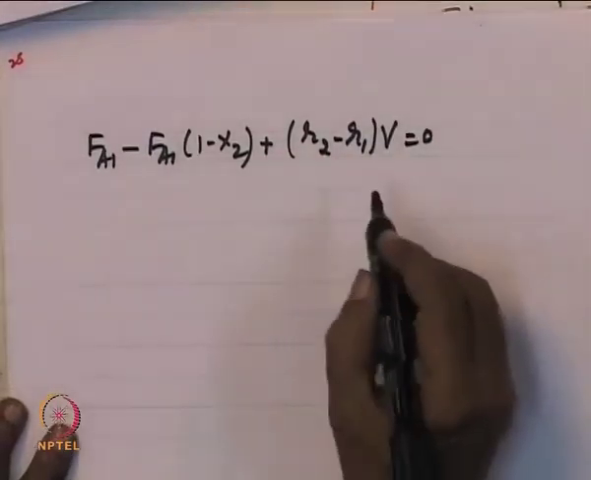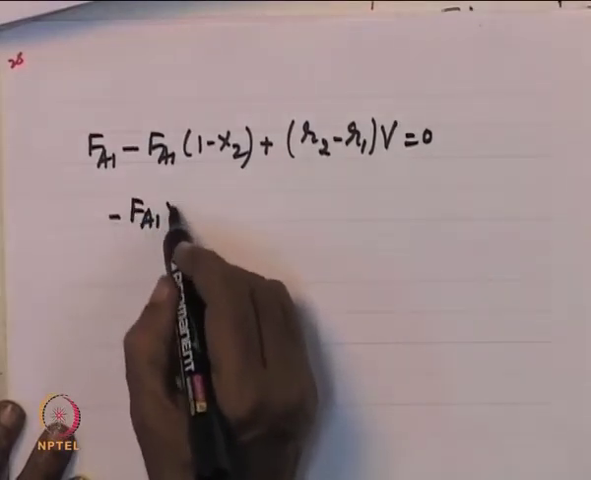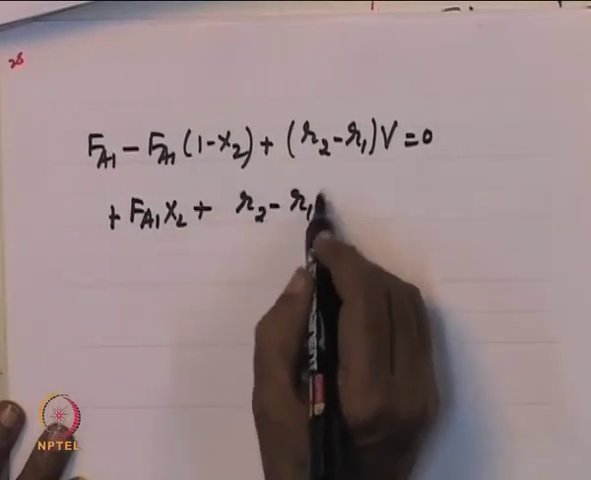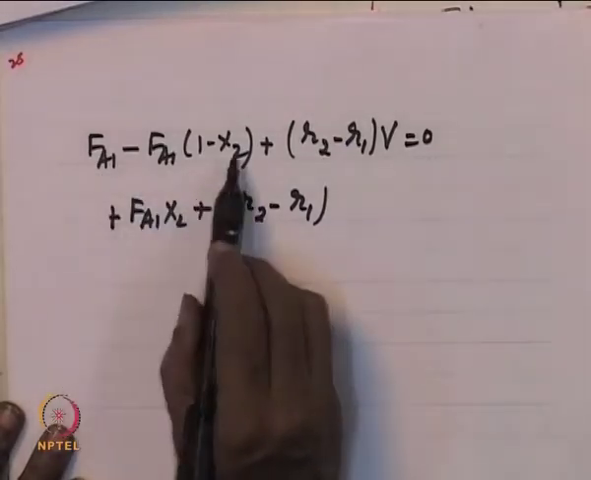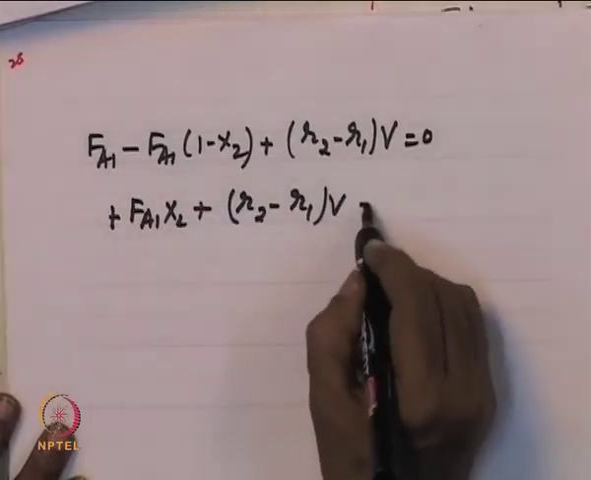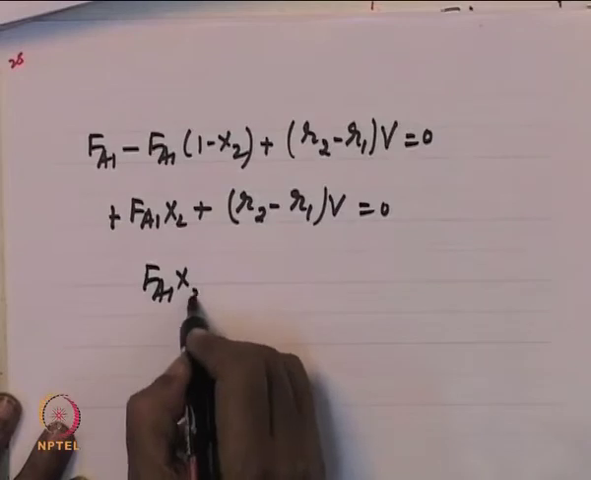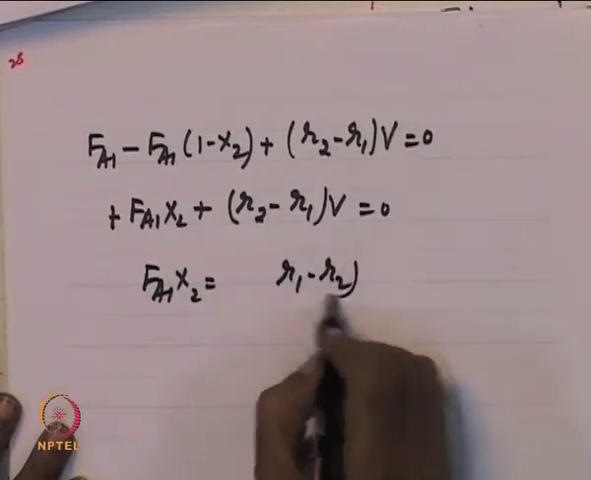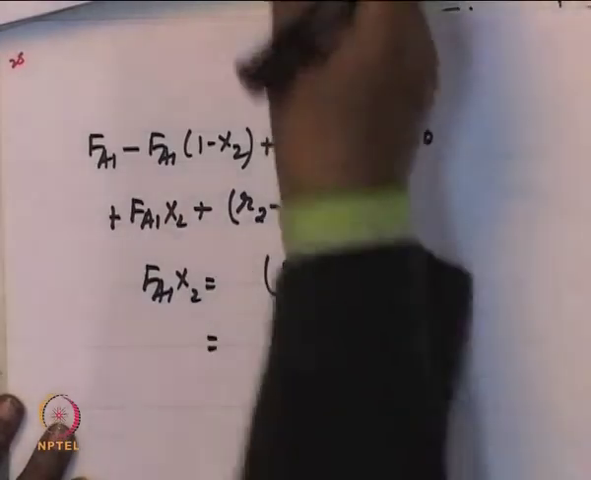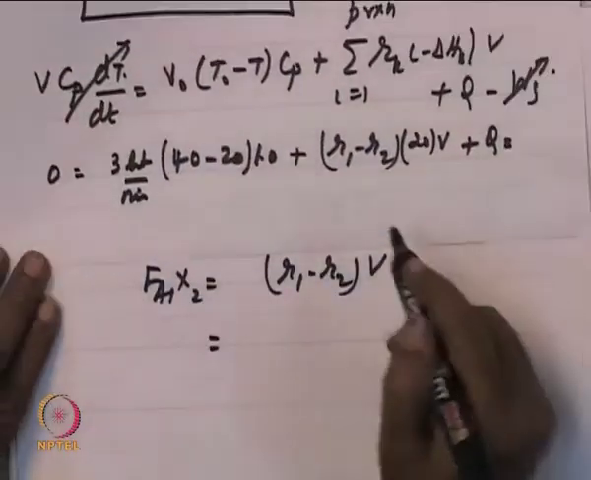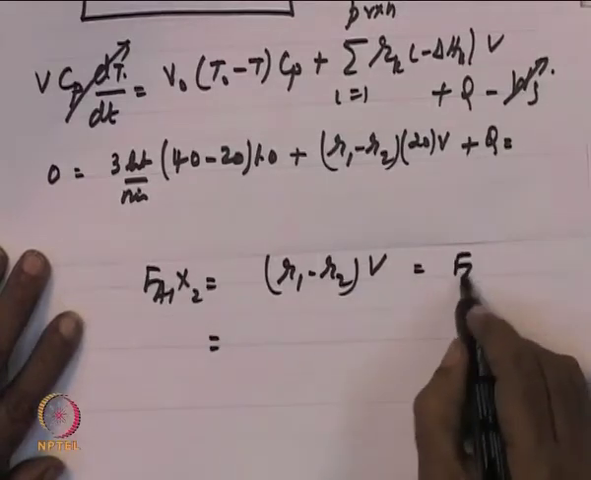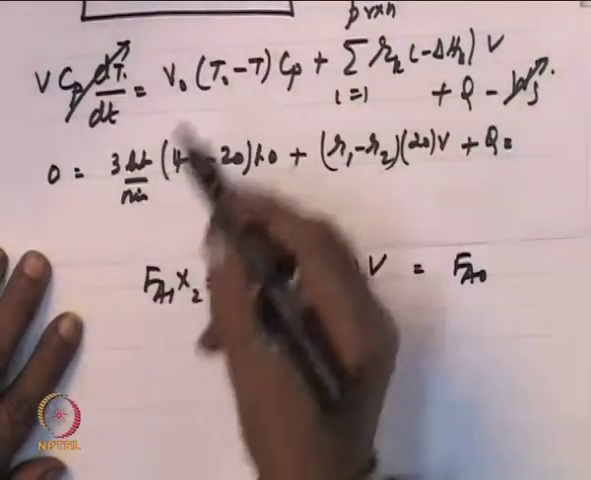Okay. This is clear. So, this becomes minus FA1 times X2 plus X1, plus R2 minus R1. Is it correct? Input minus output equal to 0. Therefore, FA1 times X2 equal to R1 minus R2 times V. Please understand that R1 minus R2 times V is FA1 X2. And FA1 X2 is equal to FA0, which we already said in this particular case because of this recycle and so on.